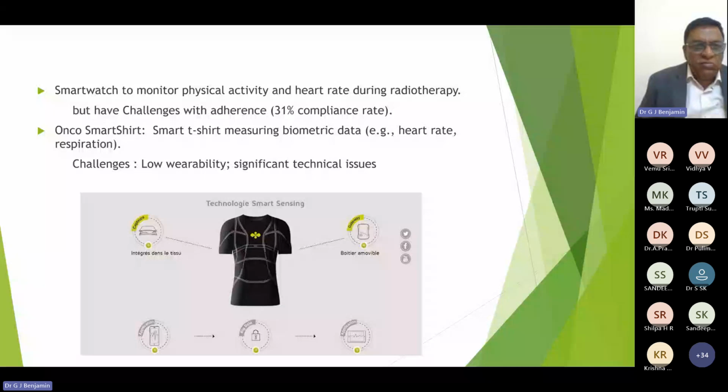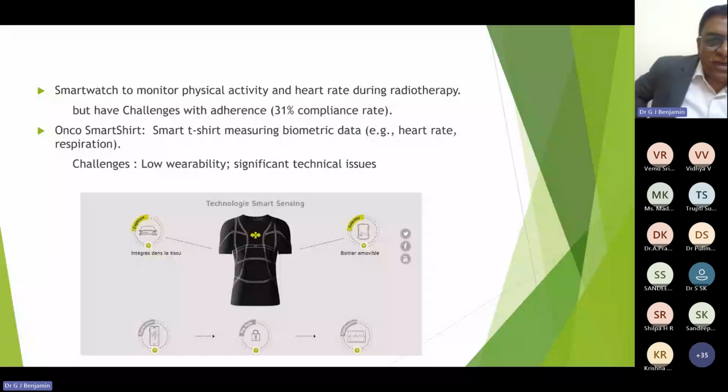Now, coming to the smartwatch, used to monitor physical activity and heart rate during radiotherapy, but it has challenges with adherence, at 31% compliance. This means if the appliance is worn regularly, then you can have good data. But if people don't use the same appliance every time, then you have reduced data because of non-compliance.